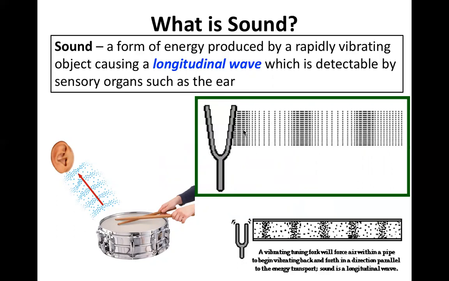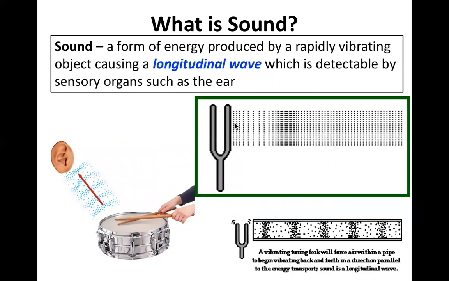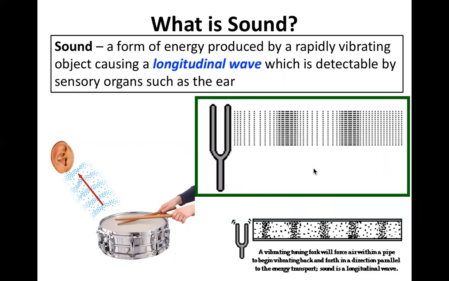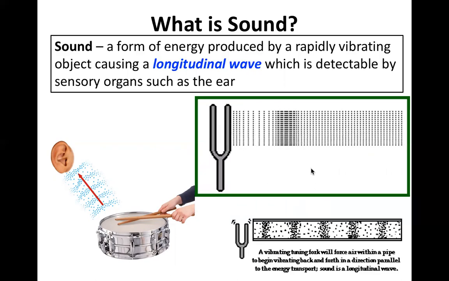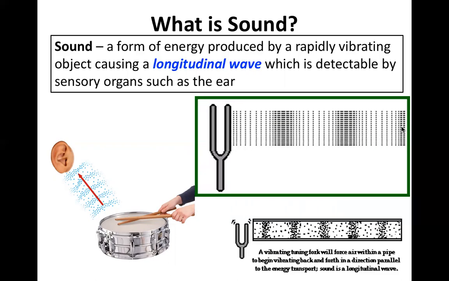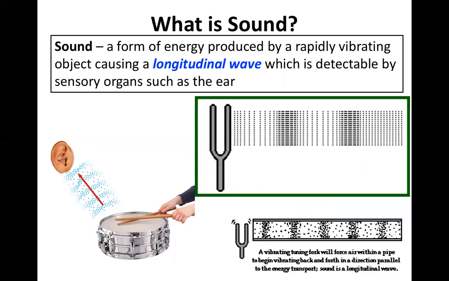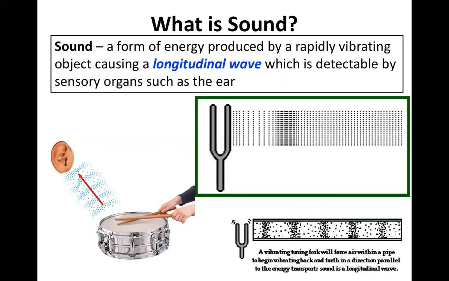And as they do that, it changes the pressure of the air around the prongs. So it sends out these pulses of compression, rarefaction, compression, rarefaction. So alternating areas of high pressure and low pressure. And then eventually this wave reaches your ear, and your ear drum is going to go in when there is an air compression and out when there is rarefaction.